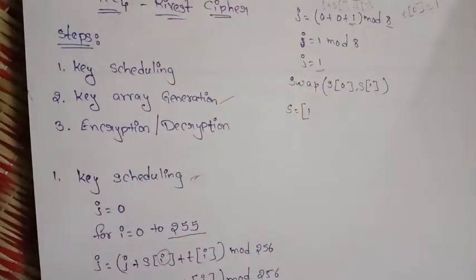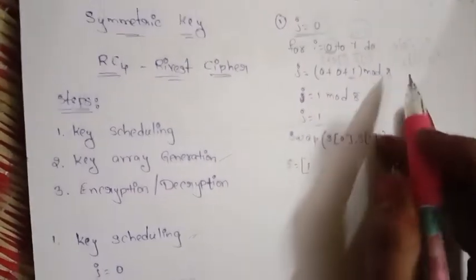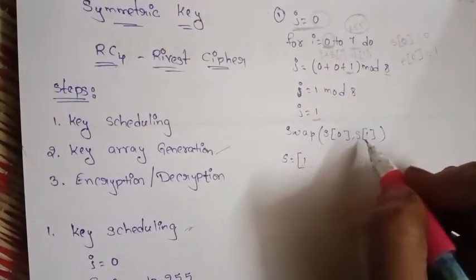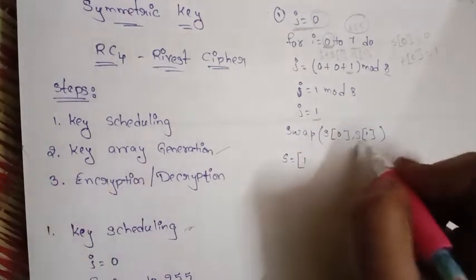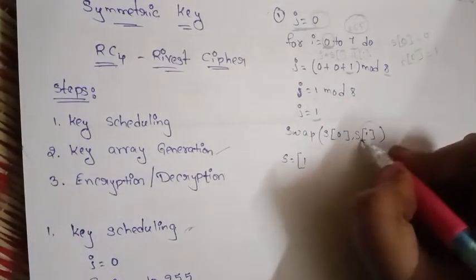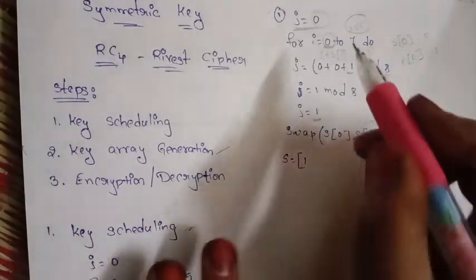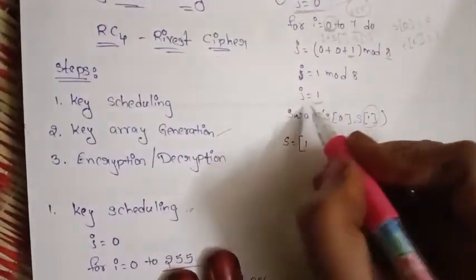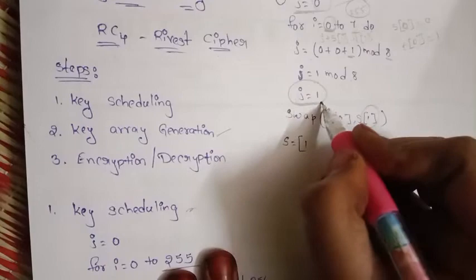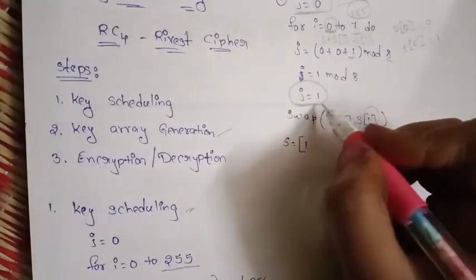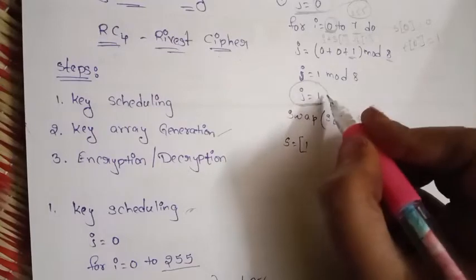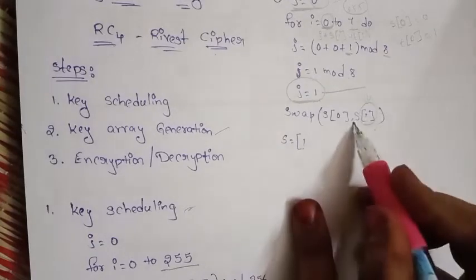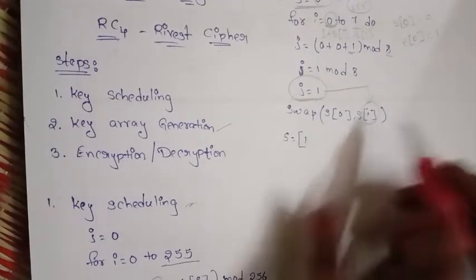j value as 0. Now what do I need to do? Actually I need to swap S of 0 comma S of 0. But here I just wrote 1. Why, you know, guys? Here at initial I just took j value as 0, but later j value is updated to 1. So here in place of 0 we need to take the updated j value. So then I just took the S of 1 in place of S of 0.